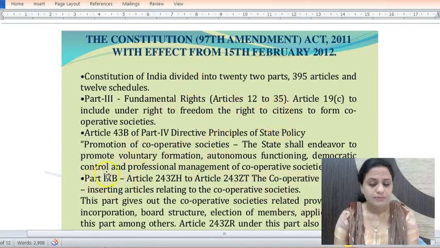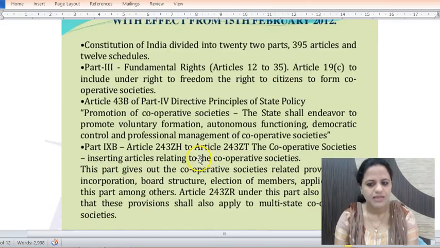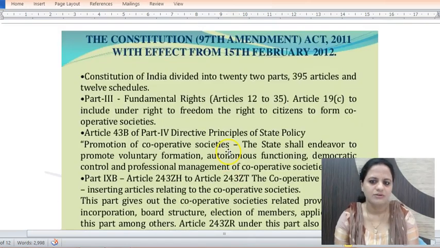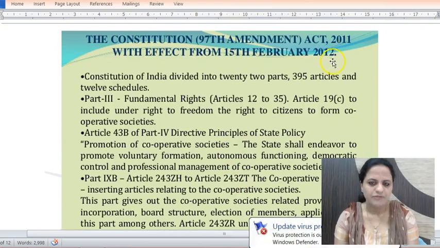But now Part 9B has been added into the Constitution by the 97th Amendment Act 2011, specifically providing for cooperative societies. So various provisions for them, the incorporation of the cooperative societies, the board structure, how election of members should be held, are all provided for in this Part 9B of the Constitution since 2011. It came into effect from 2012.